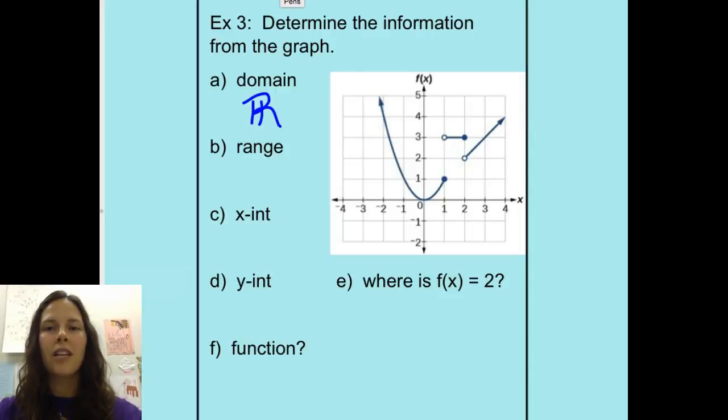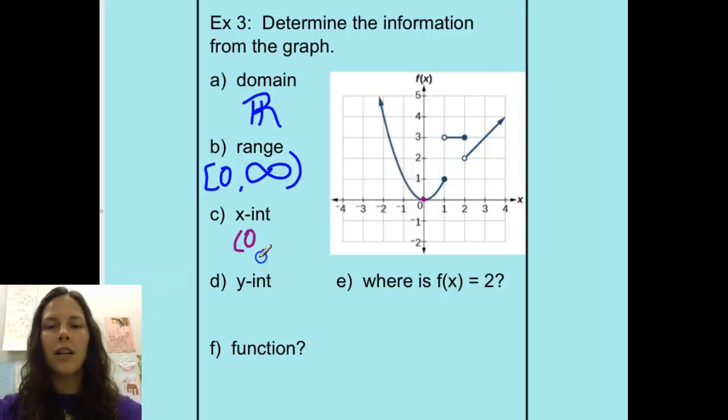Now for our range, thinking about sliding a horizontal line up the graph, it does not start touching the graph until 0. Because of that curve off to the left, we do have y values all along from 0 up to positive infinity. X-intercepts, we're only touching the graph in one location this time, at 0, 0, which is also our only y-intercept.